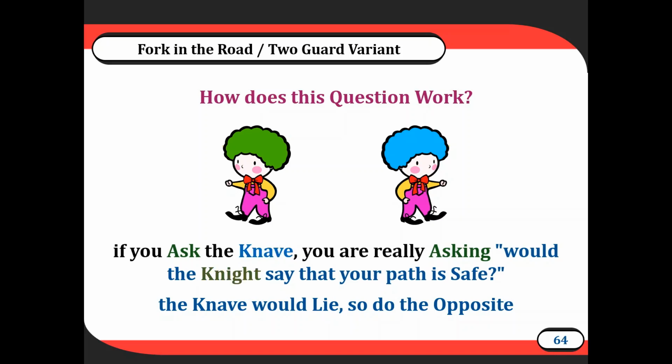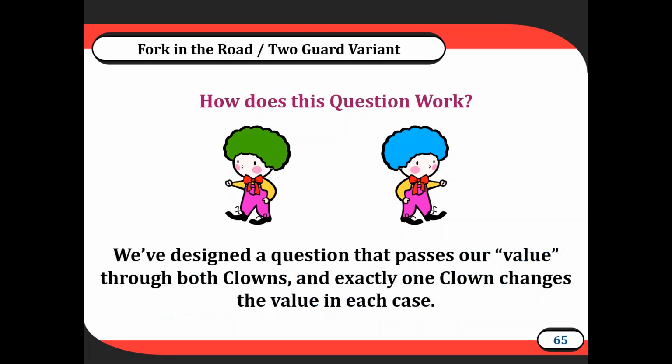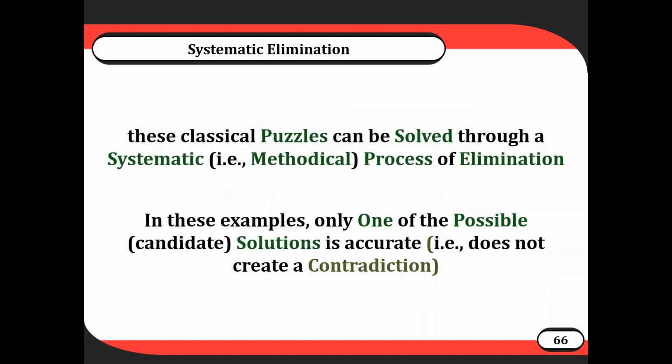If the path was actually safe, then we know that the knave is going to lie. If we ask the knave, we're really asking, would the knight say that your path is safe? So the knight would tell the truth, but the knave is going to lie. So again, we would do the opposite. So we've designed a question that passes the value of our statement through both clowns, and only one of the two clowns changes the value in each case, no matter who we ask. So yeah, it's just a little bit clever.